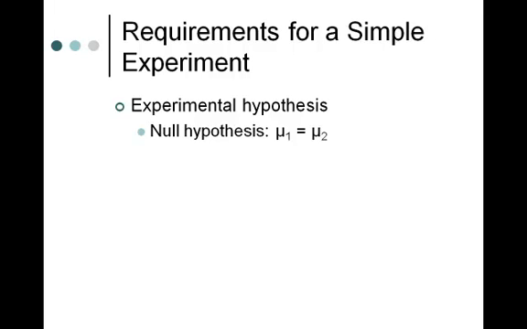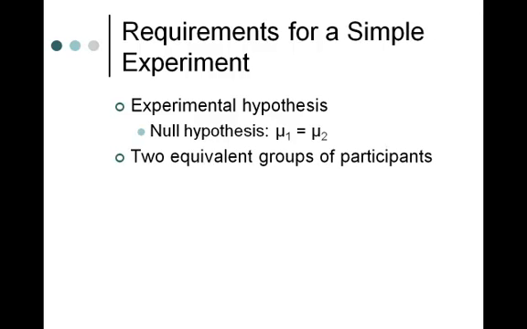Okay. You also, for a simple experiment, need two equivalent groups of participants, right, to demonstrate cause-effect. You start with two groups that are thought to be equivalent on the dependent variable, generally. And they need to be equivalent at the beginning because we hope that after we've manipulated the independent variable, they'll no longer be equivalent, right? We'll find some difference. And this is our evidence of the effect of an independent variable.